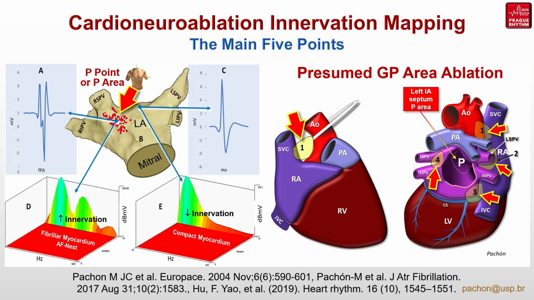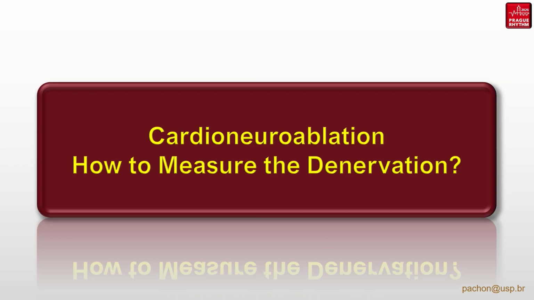They are now very well known, like the area between the aorta and superior vena cava, the insertion of the right pulmonary veins, the insertion of the coronary sinus, the insertion of the left pulmonary veins, and a very important area called the area P, or P point, located between the insertion of the right pulmonary veins and the fossa ovalis in the left atrium. And this area is related to the innervation of the sinus node.